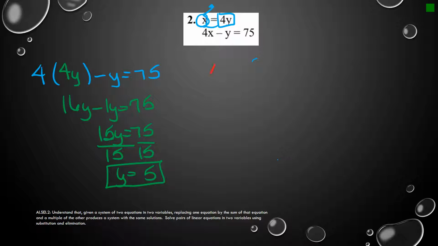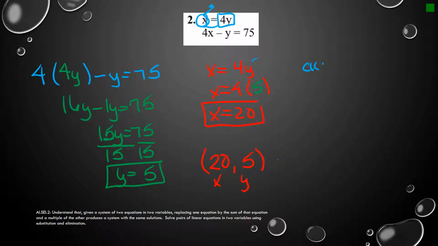You're going to go to the other equation, x equals 4y, and in place of y, you're going to put 5. So you end up with x equals 20. So your solution is the ordered pair 20, 5. 20 is x, 5 is y.